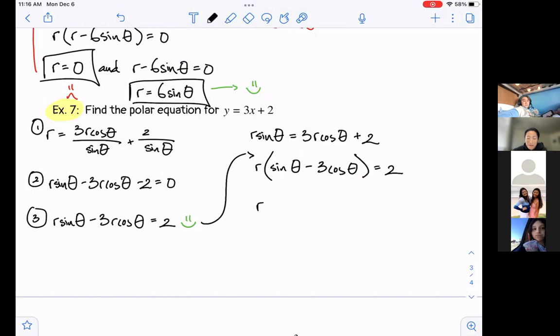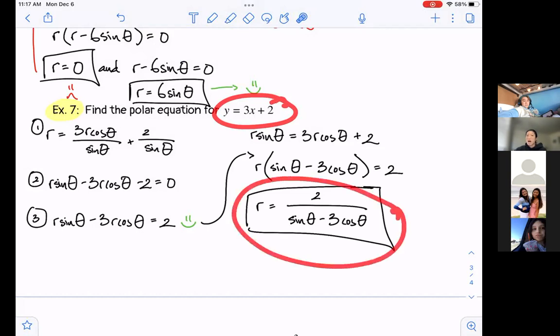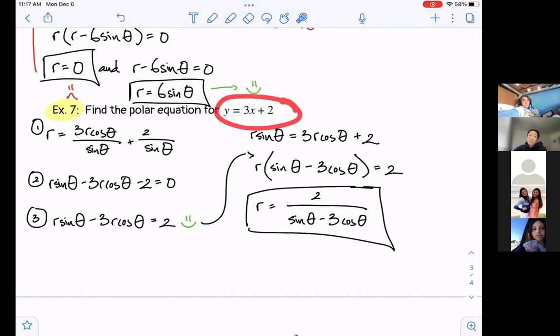Clump being a very mathematically accurate term, right? But we get R equals 2 over sine theta minus 3 cosine theta. And that, my friends, is a line. If you wanted to plot y equals 3x plus 2, what shape is this, by the way? If I said graph y equals 3x plus 2, that's a line, right? Turns out if you want to write a line in polar, it's a lot more complicated. So that's why up until now, graphing lines, we've used y equals mx plus b. It's a lot more straightforward.